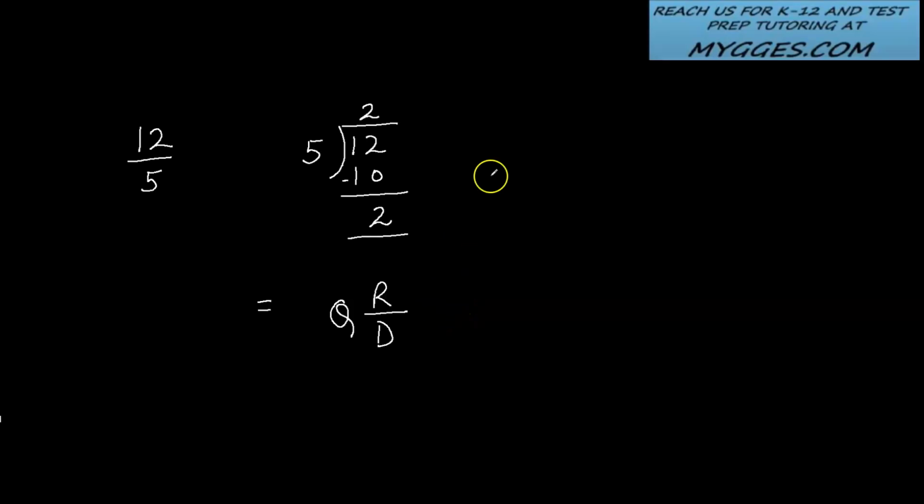So according to this one, let's write that. So this is your quotient, this is your remainder, and this is your divisor. So that would be a 2 and 2/5. We can try the same example, 25 over 8, using the regular division method.